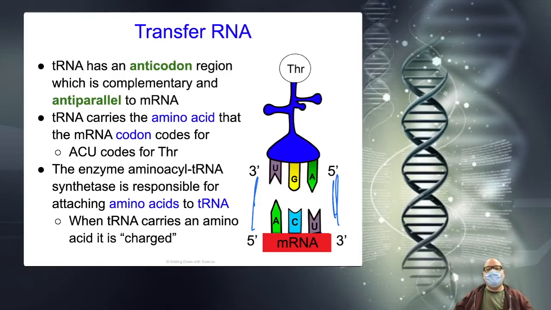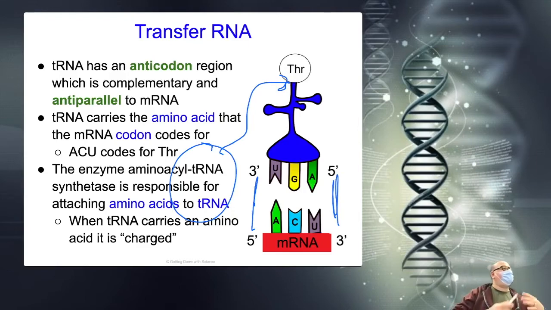All right. There's an enzyme. You don't have to know this one. Aminoacyl tRNA synthetase. It's a mouthful. That enzyme attaches amino acids to RNA. So that happens up here. The thing you do need to know is that when tRNA is carrying its payload, that changes its state.